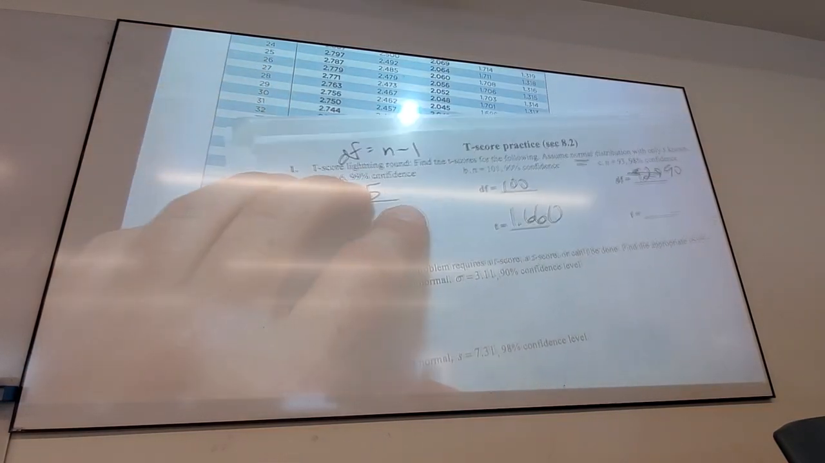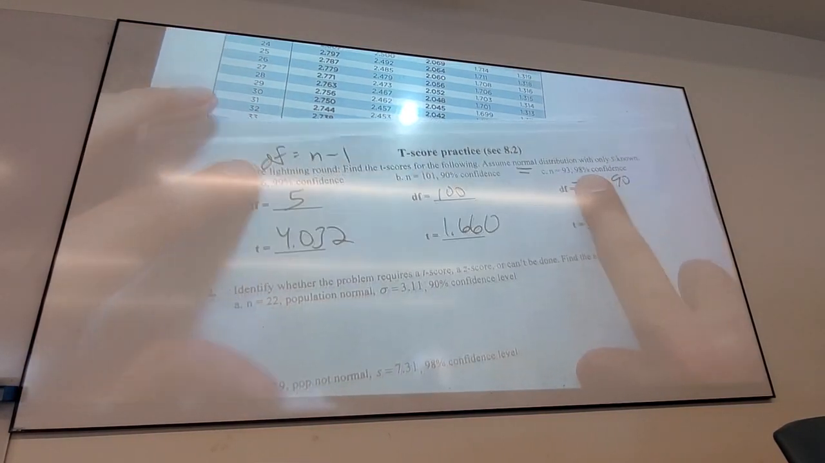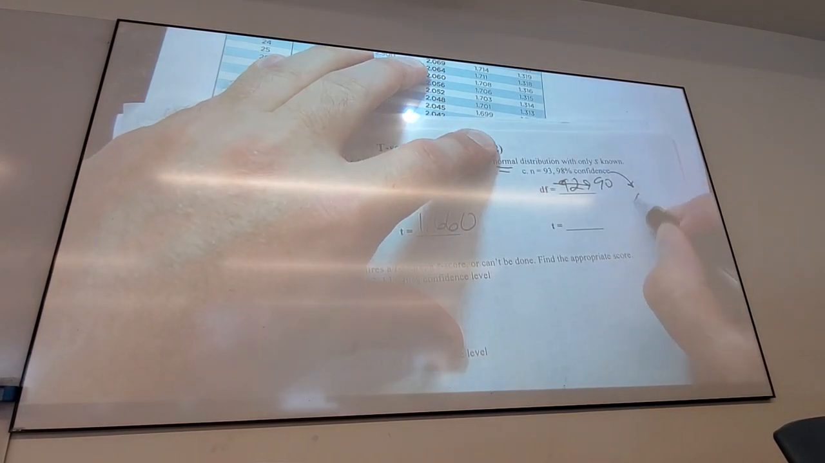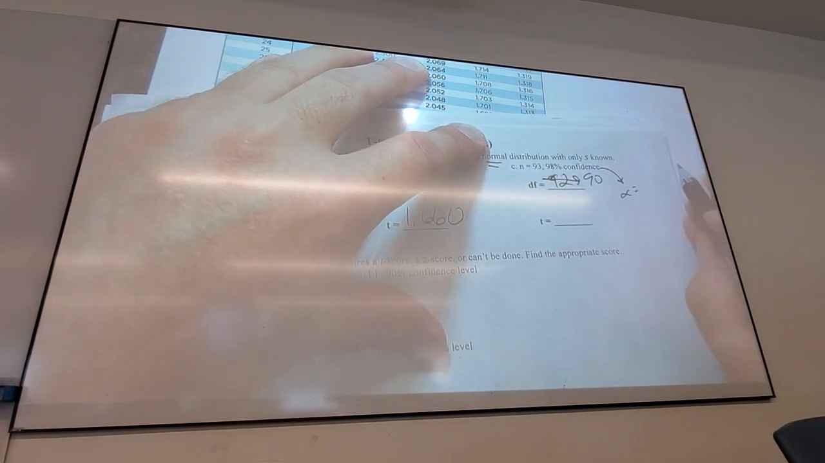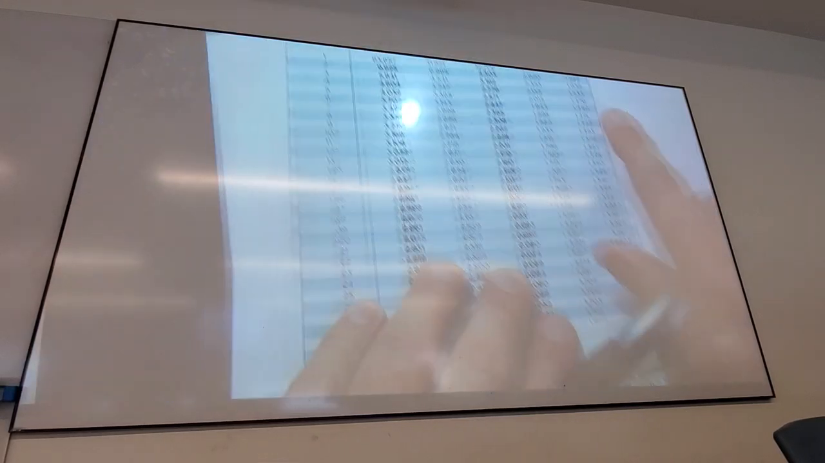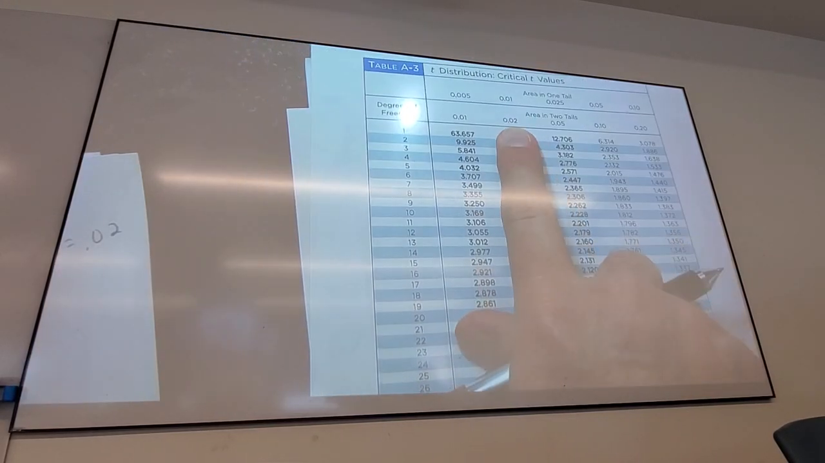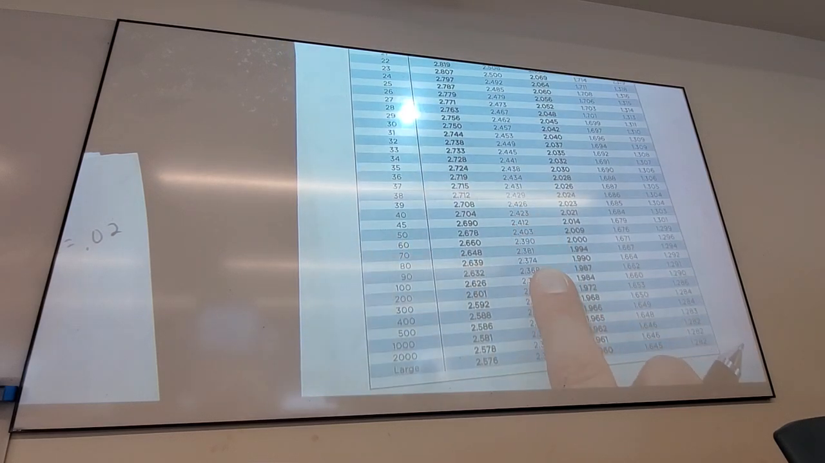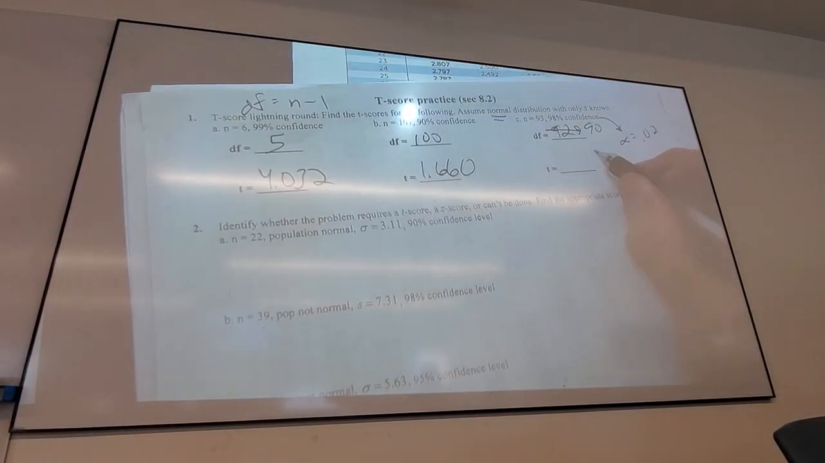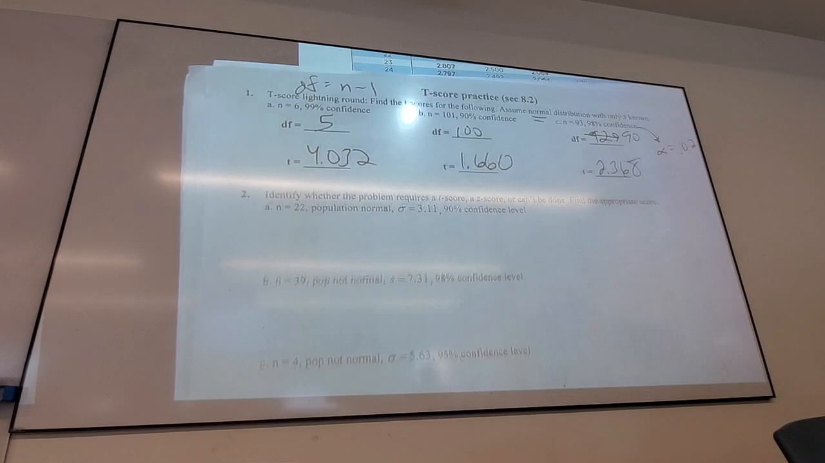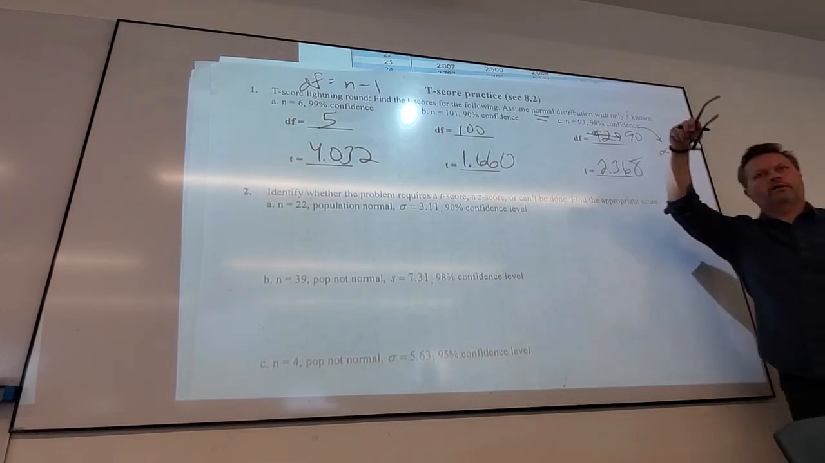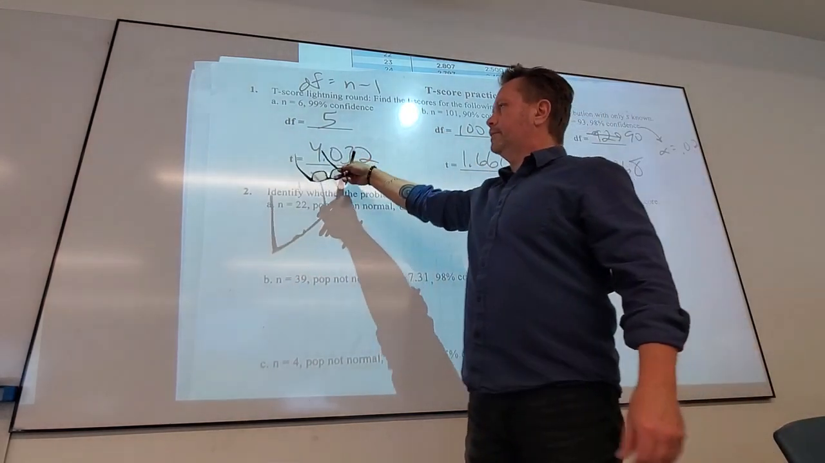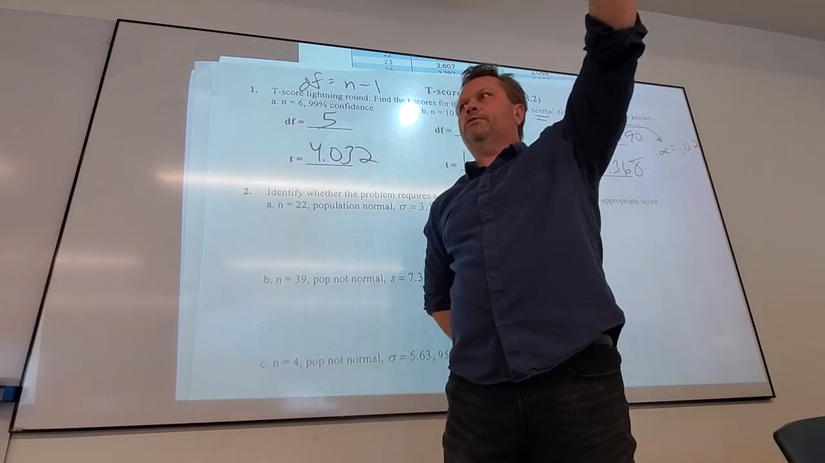And then what's my area in 2 tails? 0.02. So I'm going to use this one. And I'm going to stop at 90. So I get 2.368. So again, in each of these situations, if I had to construct a confidence interval, I would put this number in place of where I would normally put a z-score.